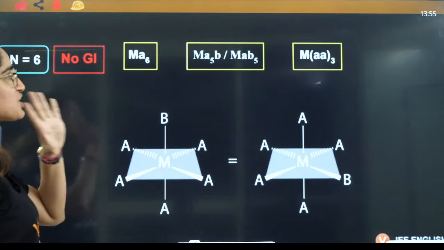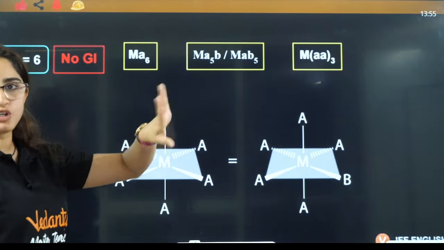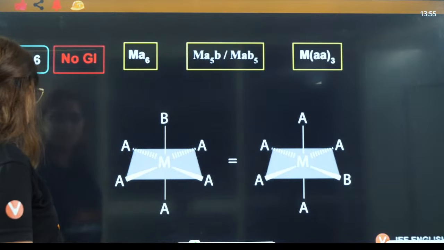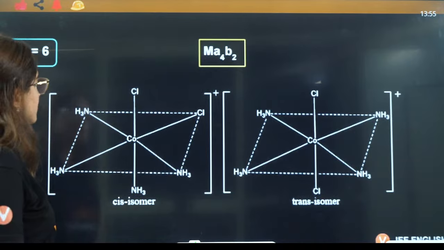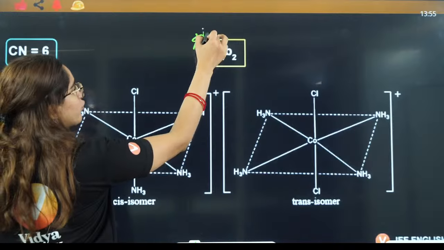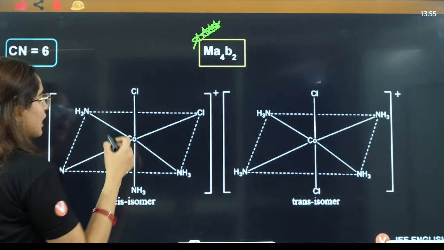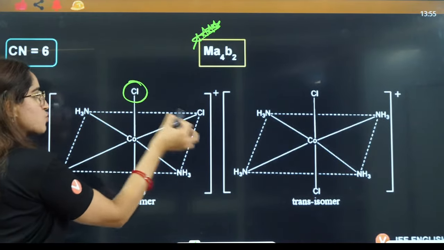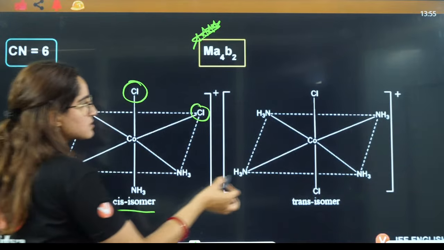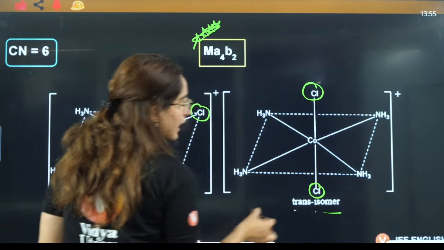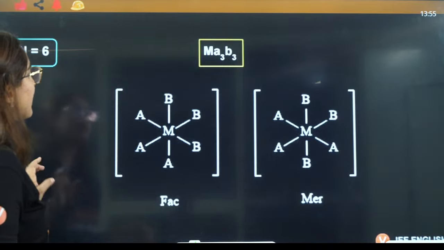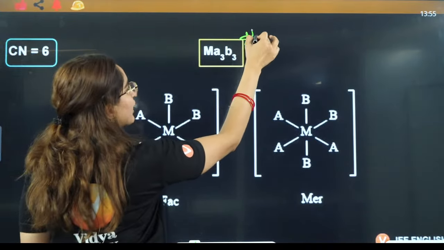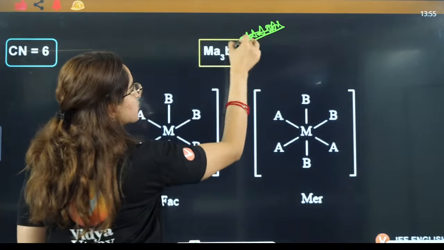Then in coordination number 6, in all these cases, no GI is present, right? In coordination 6, if you have A4B2, very, very important and very frequently they ask you this. In this case, when two same are next to each other, that is cis. They are opposite to each other, that is trans. Okay. Then you have very, very important, that is facial and meridional isomer.